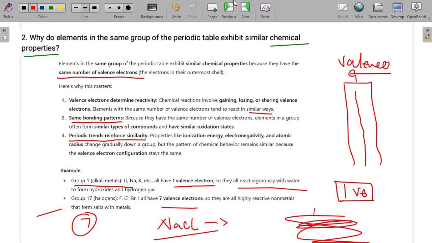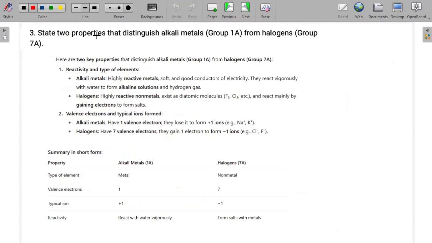Okay, and then question 3. They're saying, state 2 properties that distinguish the alkali metals, group 1A, from the halogens. So the 2 key properties that distinguish the alkali metals and the halogens are, 1, reactivity and type of elements. So the alkali metals, these group 1A elements, they are highly reactive metals.